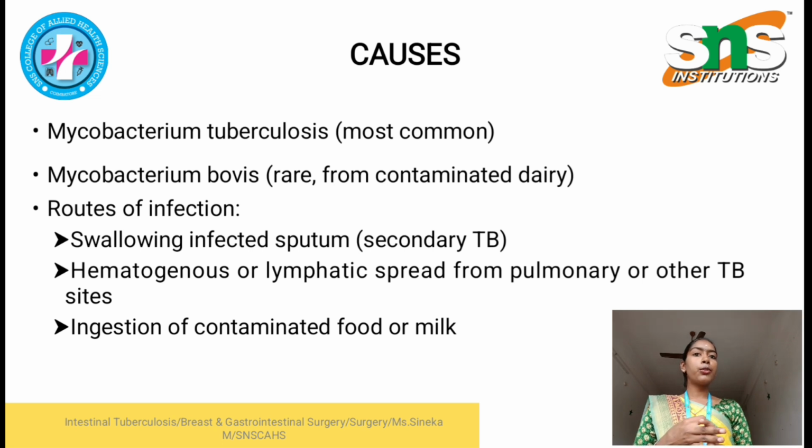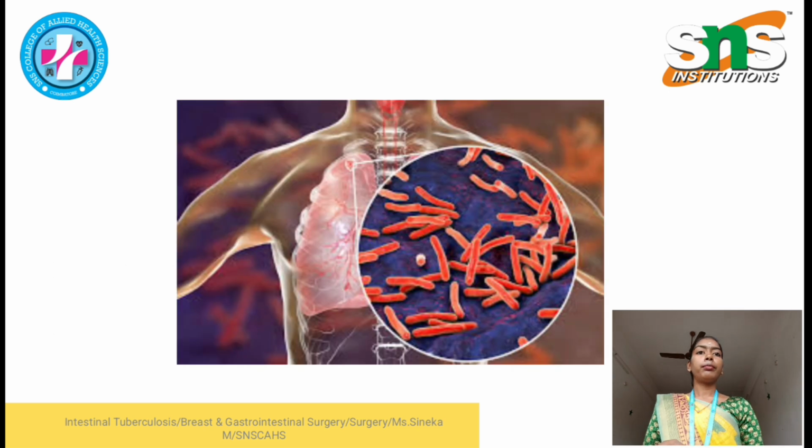There are three routes for this infection. The one is swallowing the infected sputum from secondary TB, the second is hematogenous or lymphatic spread, and the third one is ingestion of contaminated food or milk. Here is the image of Mycobacterium tuberculosis.